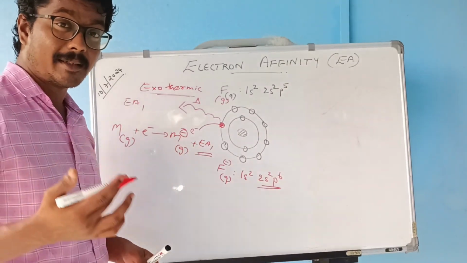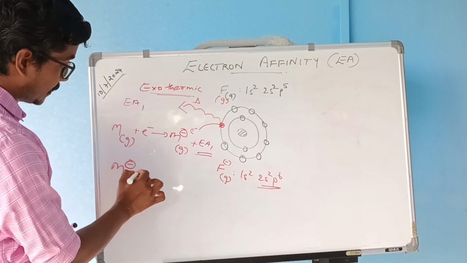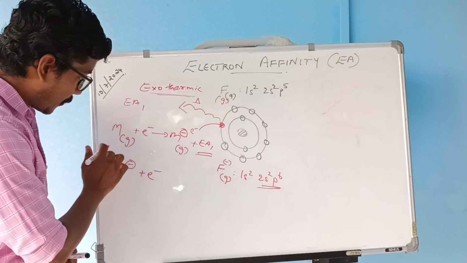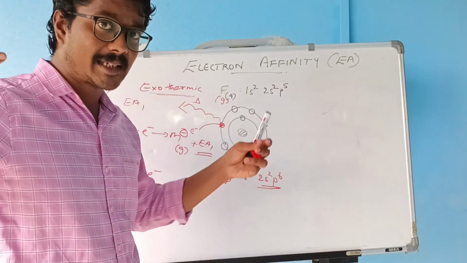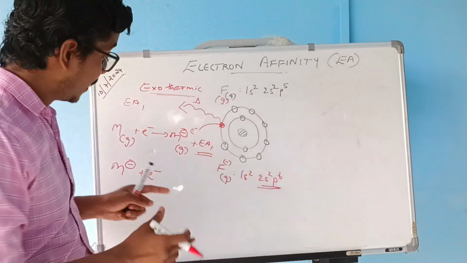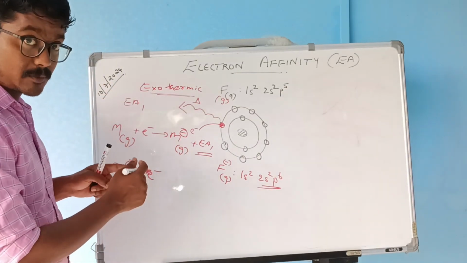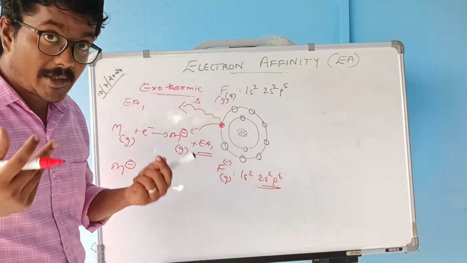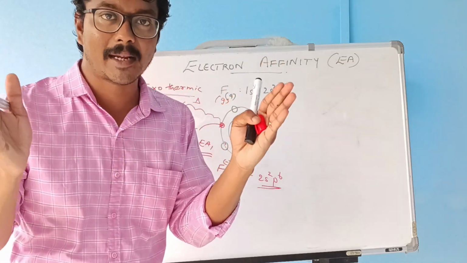So what about the second electron affinity? If M minus accepts an electron, it is already in the anionic state, which is already negative. Another negative charge coming closer means there is a repulsion between the two. The electron, which carries a negative charge, and the anion formed through the first electron affinity reaction, which also has a negative charge. Like charges, negative and negative, when they come closer, get repelled.